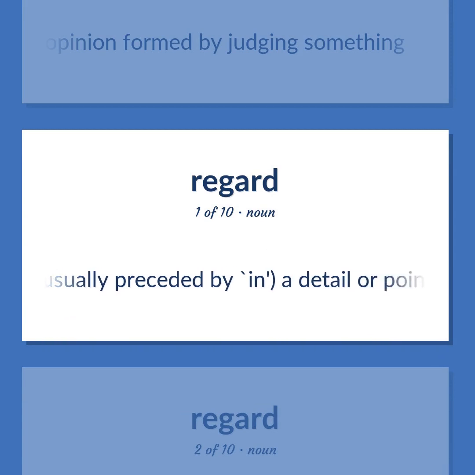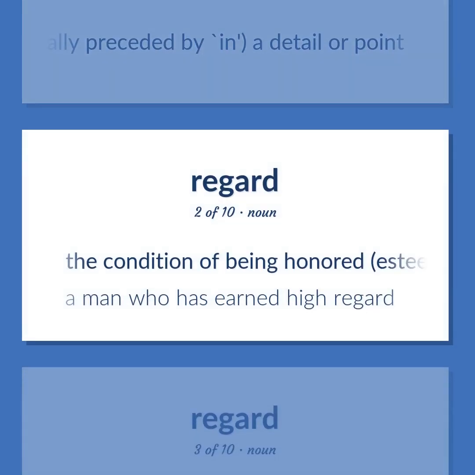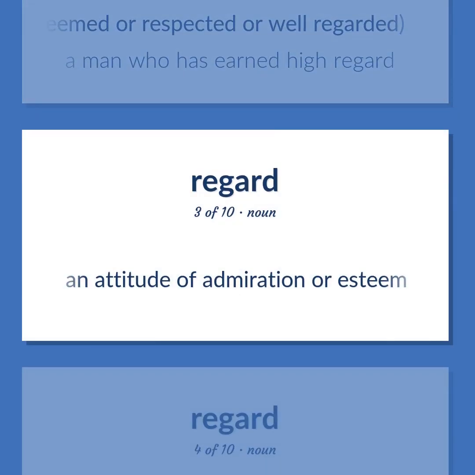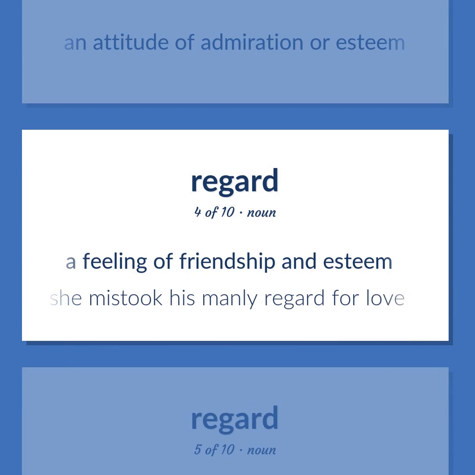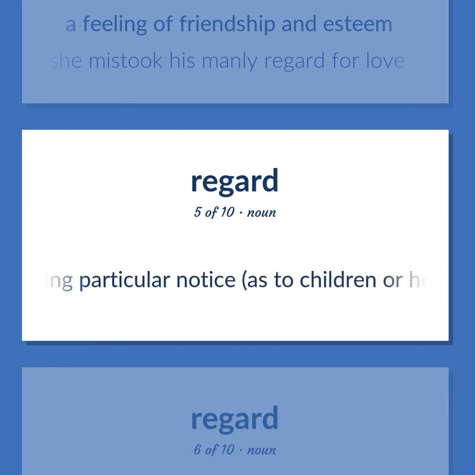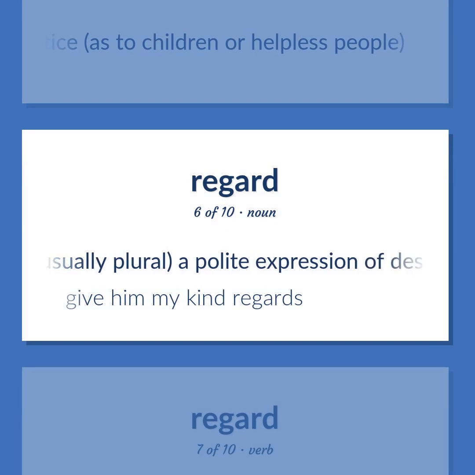Usually preceded by, in, a detail or point. The condition of being honored, esteemed or respected or well regarded. A man who has earned high regard. An attitude of admiration or esteem. A feeling of friendship and esteem. She mistook his manly regard for love. Paying particular notice, as to children or helpless people. Usually plural, a polite expression of desire for someone's welfare. Give him my kind regards.